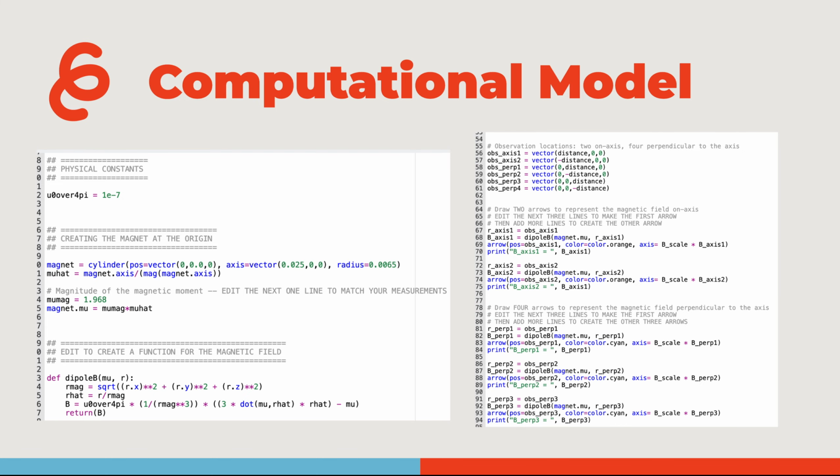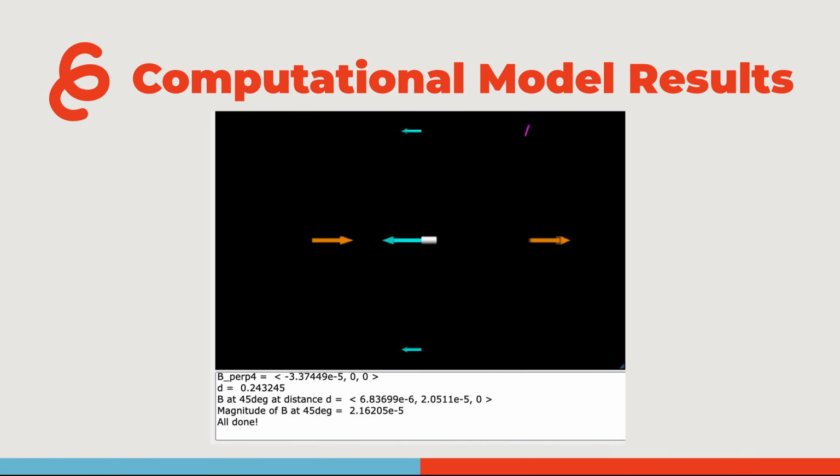I then created a computational model using starter code in VPython to visualize these fields. Essentially in this code, it's defining a function for the dipole field and creating arrows to represent the field at different observation locations, 2 on axis and 4 perpendicular to the axis. And then the model is predicting a magnetic field magnitude of 2.16205 e to the negative 5, which in comparison to the experimental value is obviously different. As you can see here, these are all the vectors, and then this is the 45-degree line.